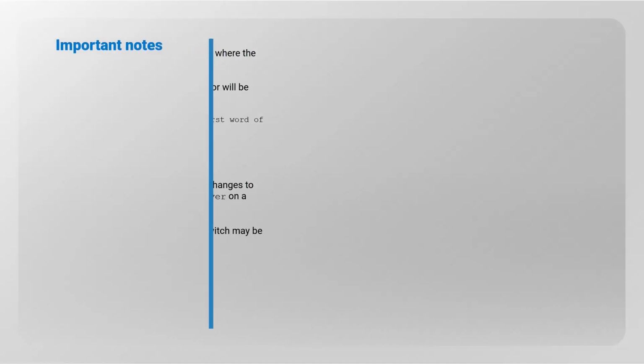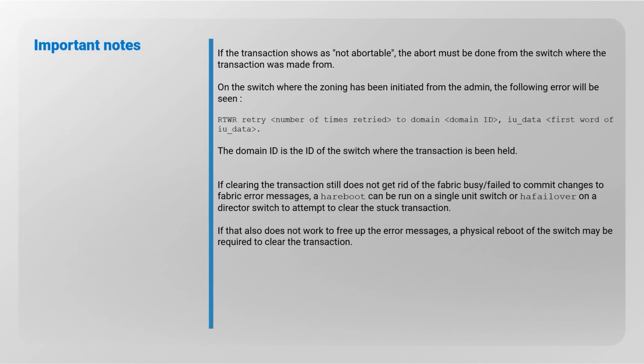Important notes: if the transaction shows as not abortable, the abort must be done from the switch where the transaction was made. On the switch where the zoning has been initiated from the admin, the following error will be seen. The domain ID is the ID of the switch where the transaction has been held.